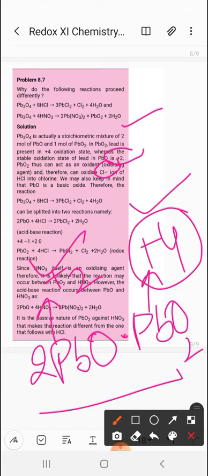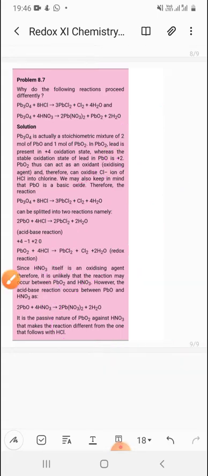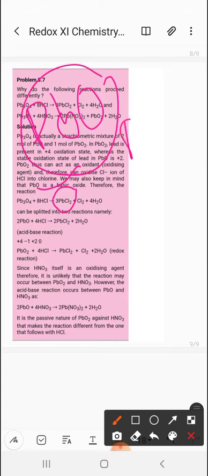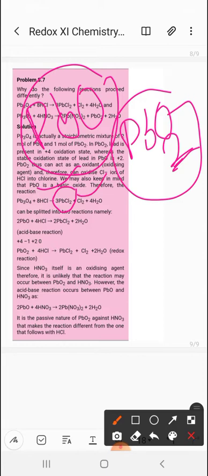We may also keep in mind that PbO is a basic oxide. So being a basic oxide, the reaction will go this way. You see, Pb3O4 reacting with HCl is giving you PbCl2 also. Fine, because this is a base reacting with the acid, and similarly your PbO is acting as a basic oxide reacting with the acid, and your PbO2 is acting as an oxidizing agent, oxidizing the chloride ion into chlorine gas. It can be split into 2 reactions, namely PbO plus 2HCl giving you PbCl2 plus water, an acid base reaction, and second is PbO2 plus 4HCl giving you PbCl2 plus chlorine plus water, that is the redox reaction.